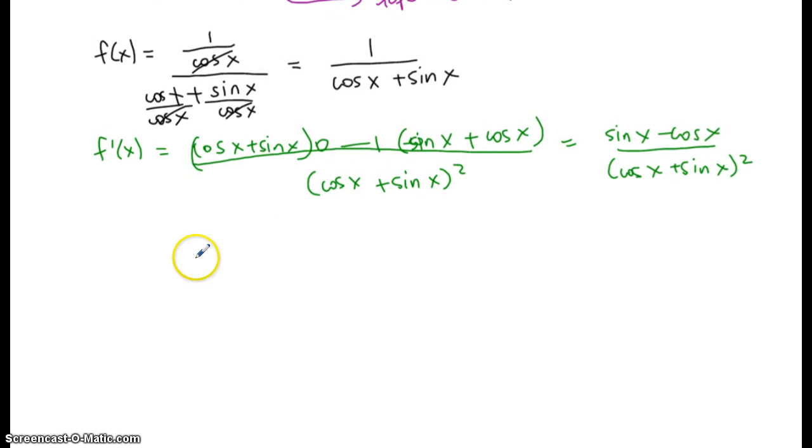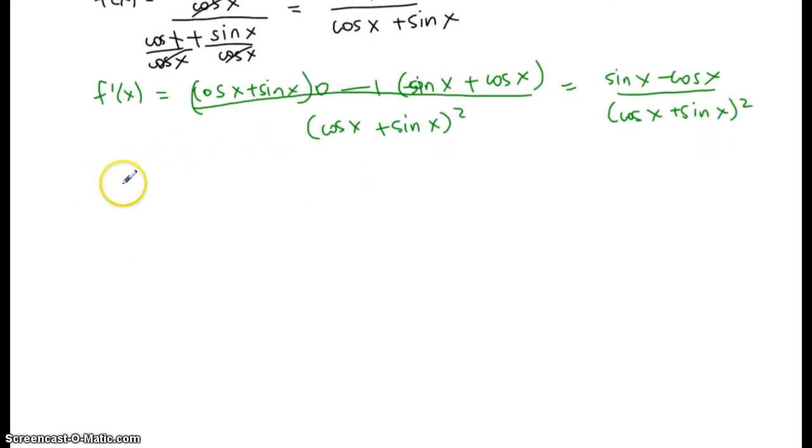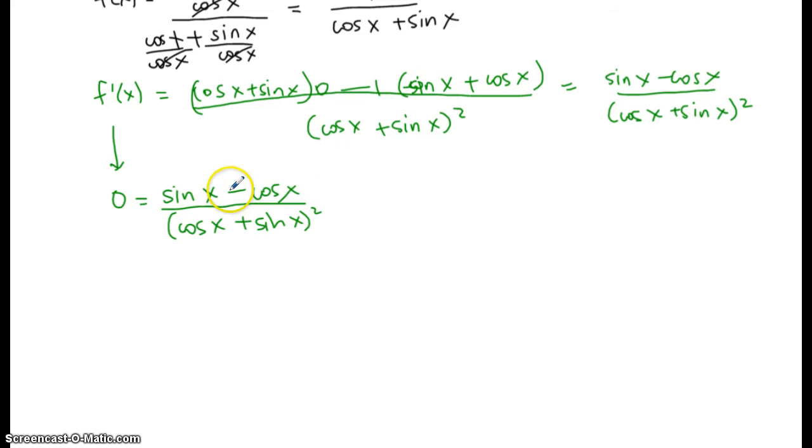Now again, what I'm looking for is when the slope of the function is 0, when it plateaus. So I'm going to set this slope equal to 0 and see for what values of x that equals 0. This fraction can only equal 0 when the numerator is equal to 0, so when sine x minus cosine x equals 0, as long as that value of x doesn't make the denominator 0.